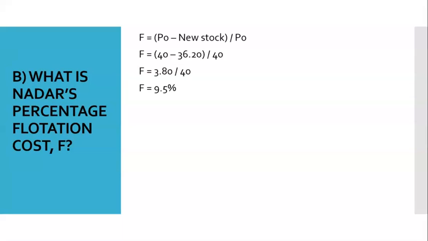So I'll be looking at Nadar's percentage flotation cost. So flotation cost is equal to the stock now minus the new stock sold, divided by the stock now. So that is 40 minus 36.20, divided by 40. And you'll get 3.80 divided by 40, which is equal to 9.5%.